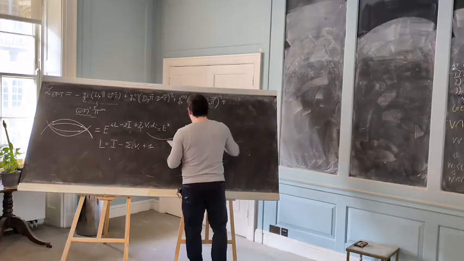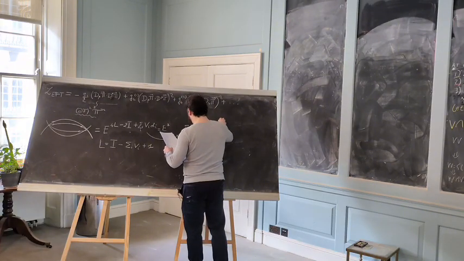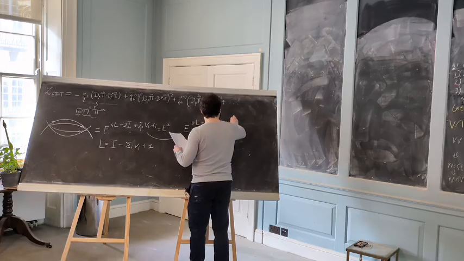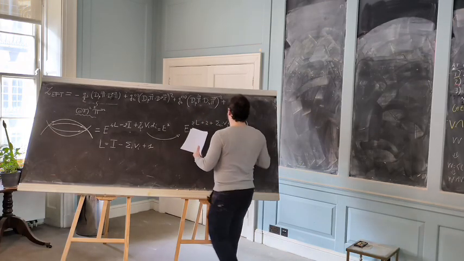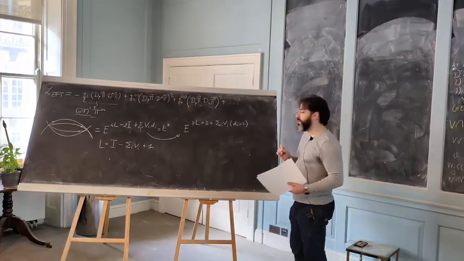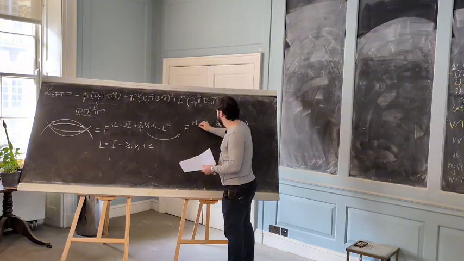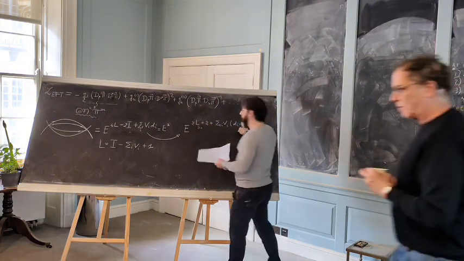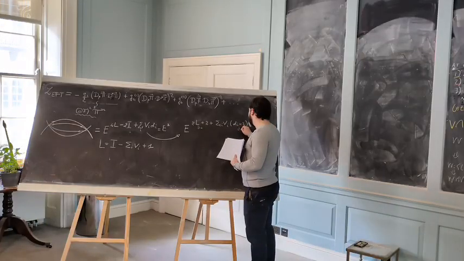relation becomes energy to the 2 times loop plus 2, if I'm not mistaken, sum over i, v_i, and then there is d_i minus 2. So this is nicer because this shows what? That, well, the number of loops is positive. Derivatives, we always have more than 2 derivatives, so this is always positive.